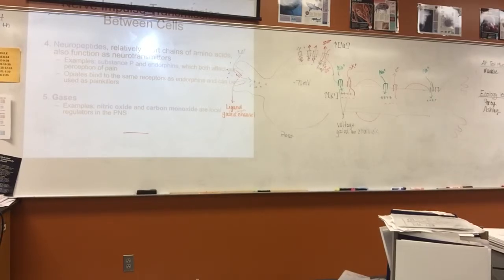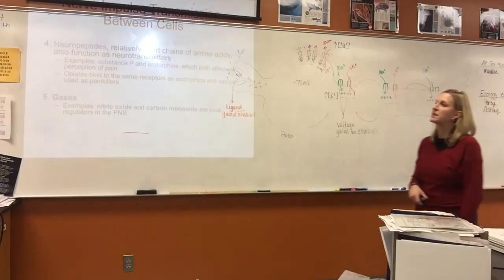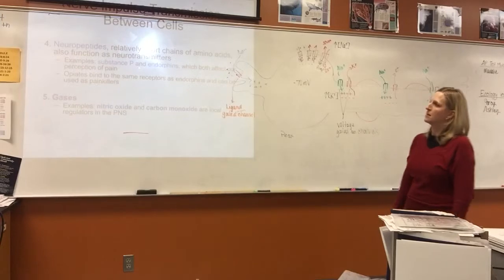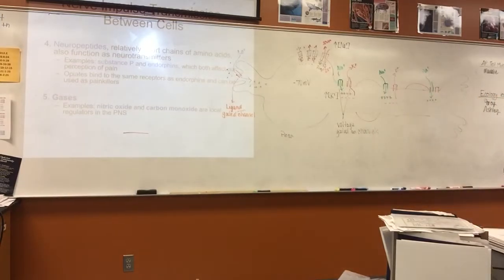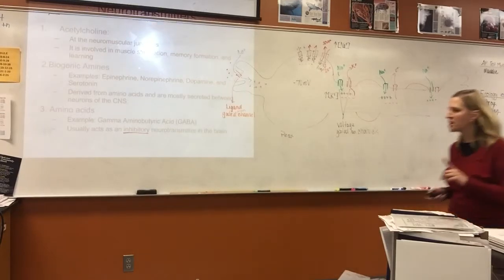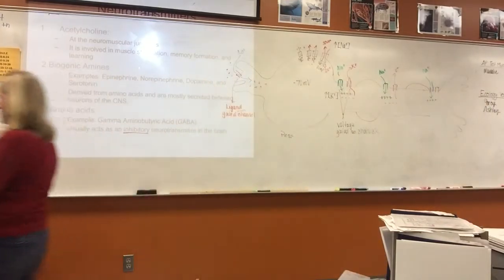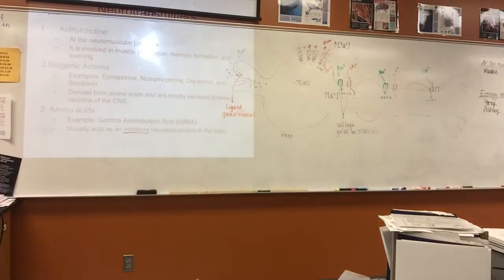And then gases, nitric oxide and carbon monoxide are local regulators in the peripheral nervous system. So I just want to show you that some can be gases. They're not all like the liquid. And that's the end. And so with this, you have a sheet that looks like this. Let me explain what we have here. We're running out of time in this class here.